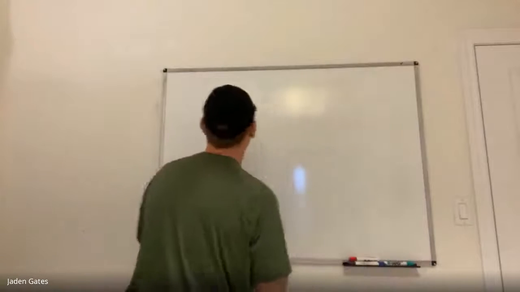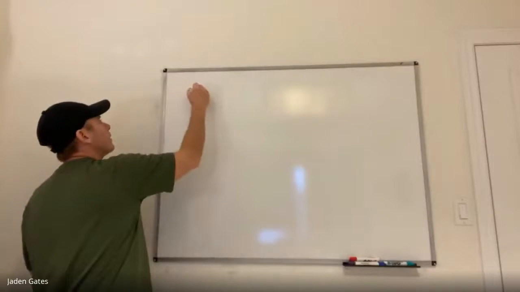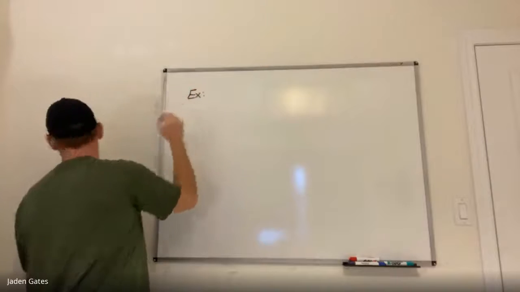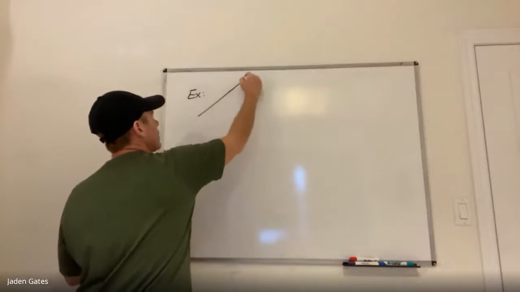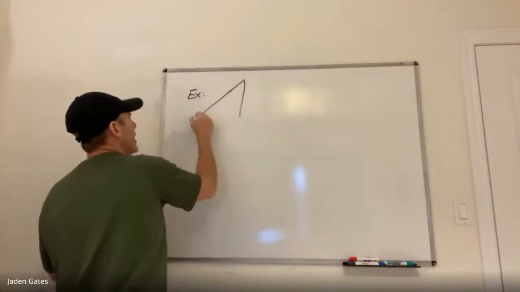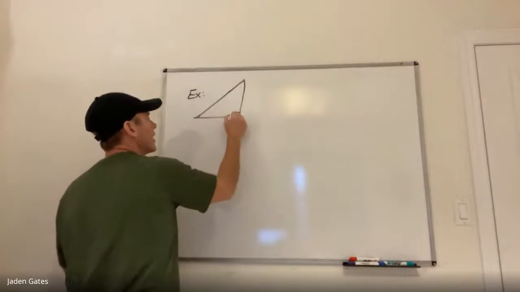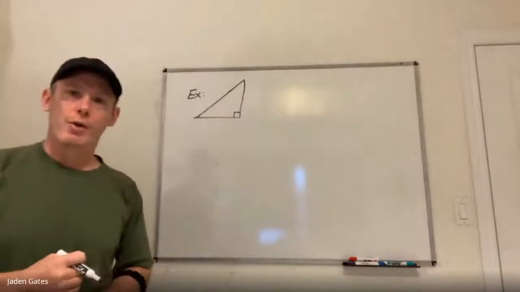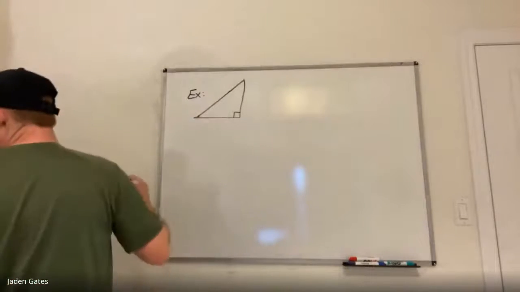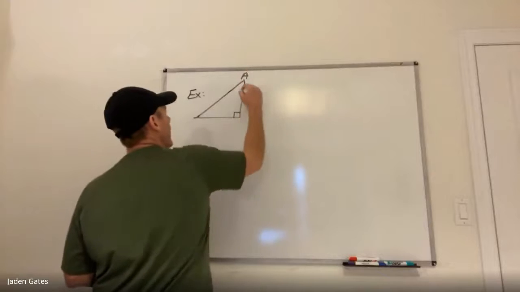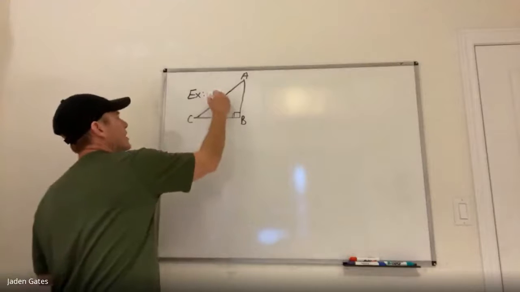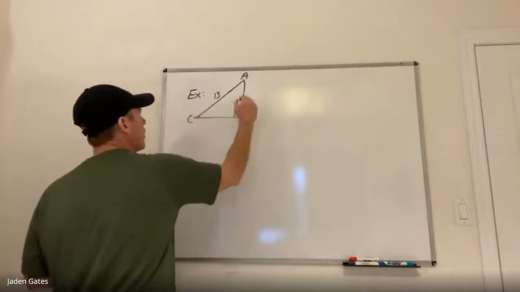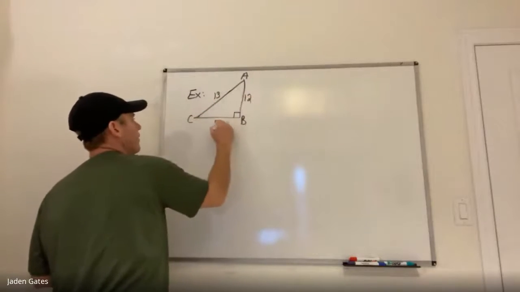All right, so here we go. Given the following triangle. So here's our triangle. I'm going to draw it a little bit bigger. There we go. And again, because we are looking at the first type of triangle, which is a right triangle, I have sides A, B, C. I have a 13 here, a 12, and a 5.